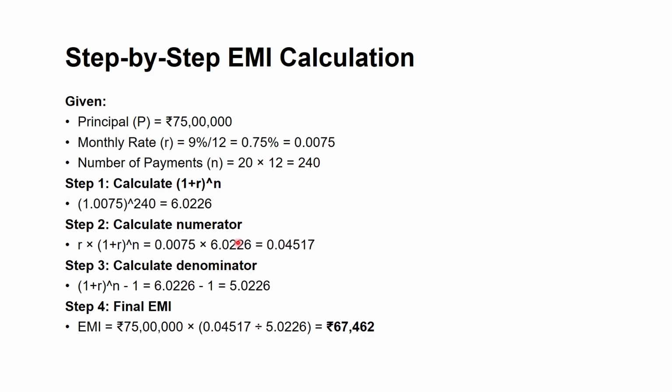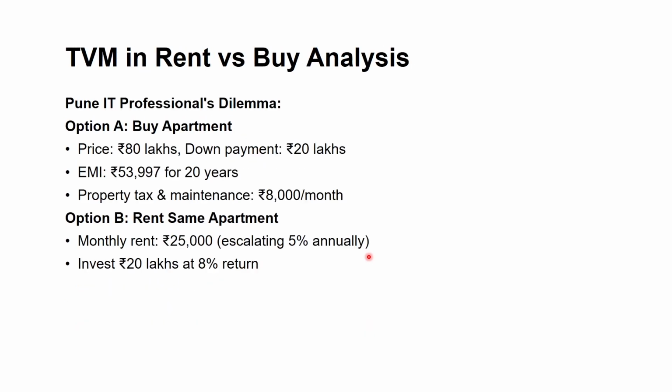75 lakh times 0.008994, which gives us 67,462 rupees. So, this EMI remains constant throughout the loan, but the composition changes. Early payments are mostly interest, while later payments reduce more principal. Understanding this helps with refinancing decisions and loan term optimization.